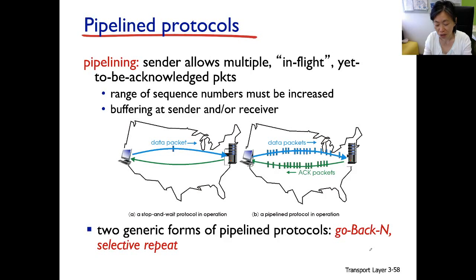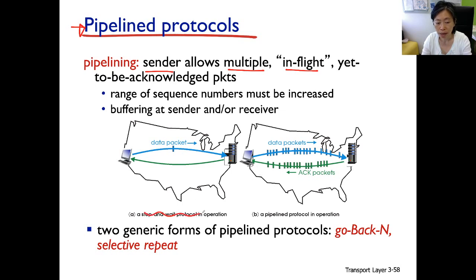And this takes us to this new class of RDTs called the pipeline protocols. What it says is, let me repeat myself, the sender allows multiple packets being sent per round, or multiple packets in flight. By in flight, I mean that these are just data packets going out, they are not yet acknowledged. So it's illustrated better here.